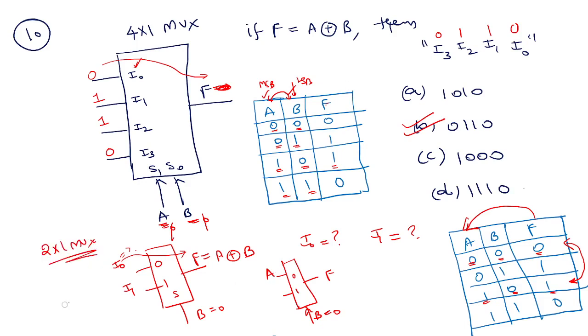Now what happens to F when B equal to 1? You observe this case. If B equal to 1, again you see these two. It is not constant. It is either 1 or 0. Now find out the relation between F and A. If A is 0, then F is equal to 1. If A is equal to 1, then F is equal to 0. Means it is a complementation of A. So I can just write A complement. That's it. So the value of I0 is A, value of I1 is A complement.